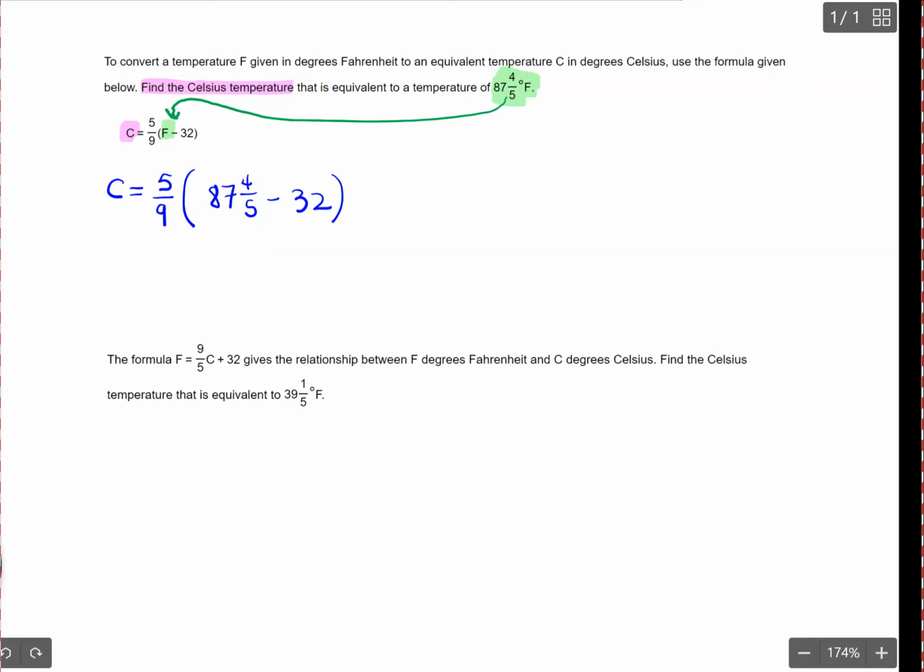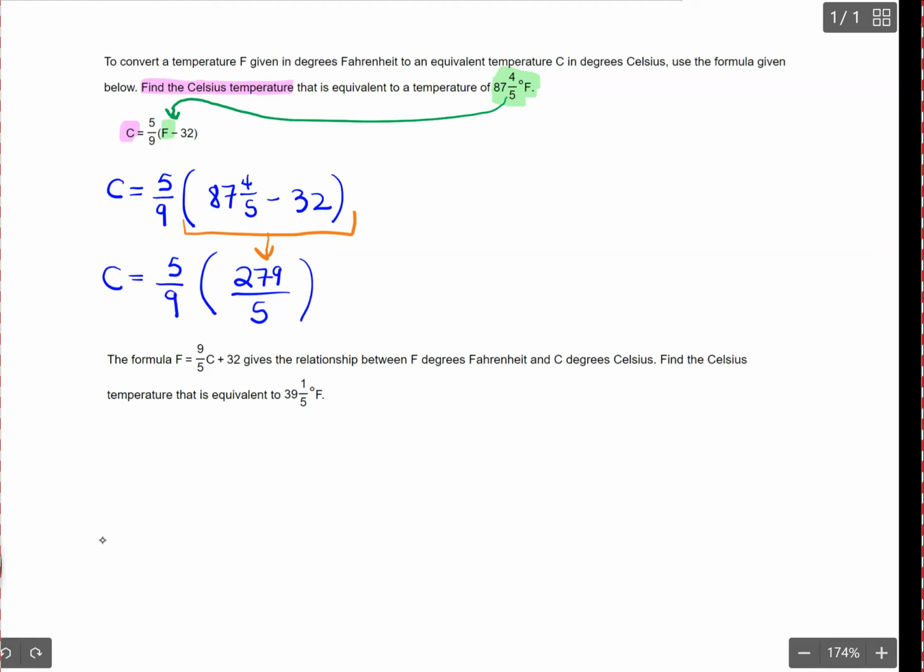Just use the fraction button on your calculator to work inside the parentheses first. So I'm going to type 87 fraction button 4 fraction button 5. I'm going to enter that mixed number, then minus 32, and I get 279/5. So it gave me an improper fraction. Your calculator might give you a mixed number. You can use either one as long as it's in fraction form. And all of that still needs to be multiplied by 5/9.